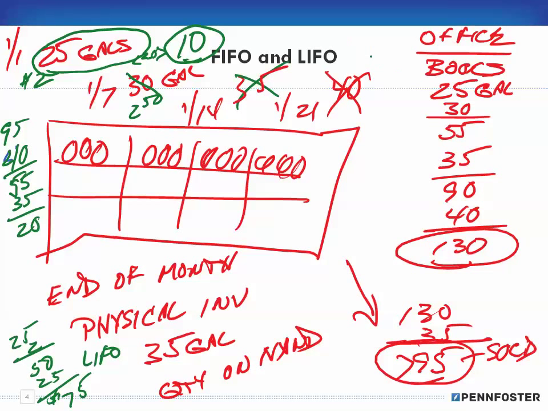Okay, remember here we had 35 at $1 for the FIFO, which means the value of my inventory was $35. But when I was using LIFO, the value of my inventory was $75. The reason why is because the milk was more expensive way back in the beginning of January than it was at the end of January.